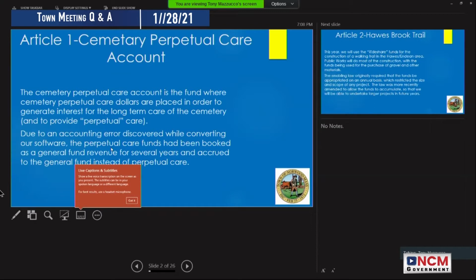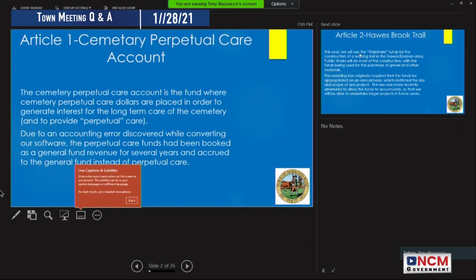All right, so we're gonna jump right into Article 1, which is the Cemetery Perpetual Care Account. So about 2.5 years ago, when the town was converting its accounting software over, we had to dig through probably 30 or 40,000 lines of accounting and software, and an error was discovered where money that should have accrued in the Cemetery Perpetual Care Account has actually accrued in what's known as the town's general fund. When you get buried in Norwood or most towns, you can pay into perpetual care, and the idea is that that money is put into an account. We only allow the interest from that perpetual care account to be paid for cemetery expenses.